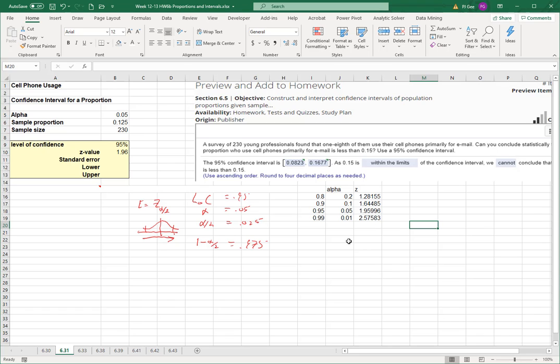The error is made up of z, p, and n. So we're doing proportions now. How do we do that? The error is equal to z alpha over 2, just a reminder to ourselves, times the square root of p times 1 minus p, over n.